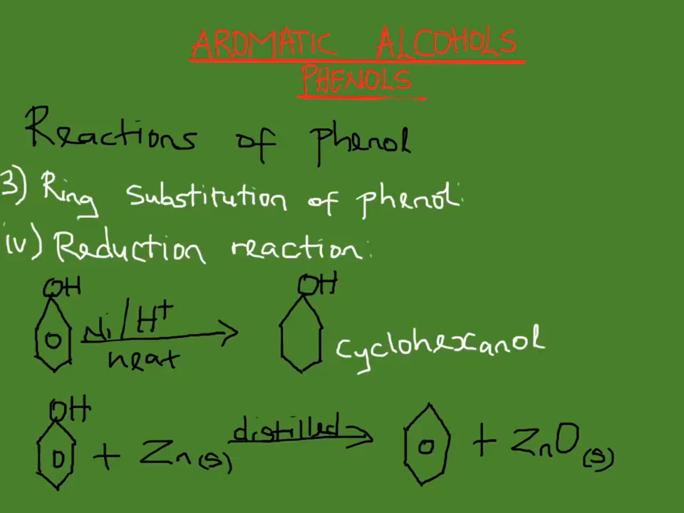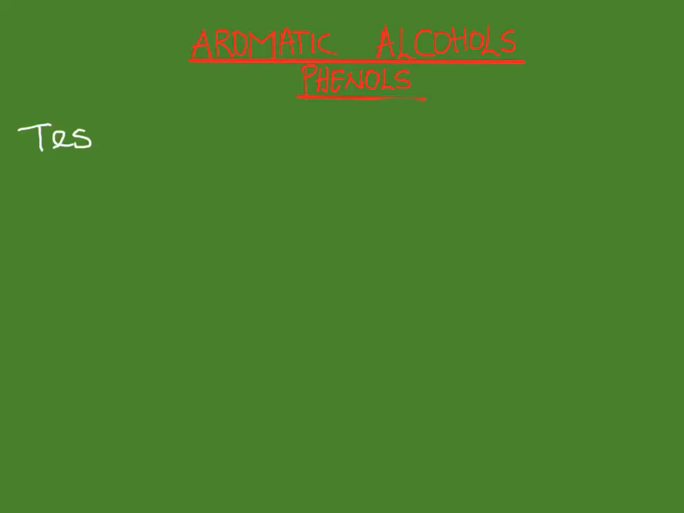When phenol is distilled with zinc dust, it produces benzene and zinc oxide. Like you can see the second reaction there. Now we're going to be looking at the test for phenol. Phenol reacts with aqueous neutral iron(III) chloride solution to give a purple or violet complex.